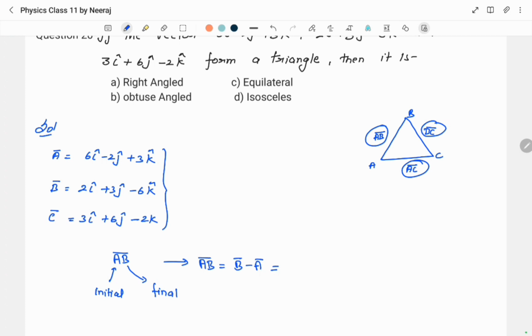Subtract vector A from vector B, you will get minus 4i plus 5j minus 9k. This is vector AB. What is the magnitude of vector AB? It will give the length. It will be equal to how much? Under root of minus 4 squared plus 5 squared plus minus 9 squared.